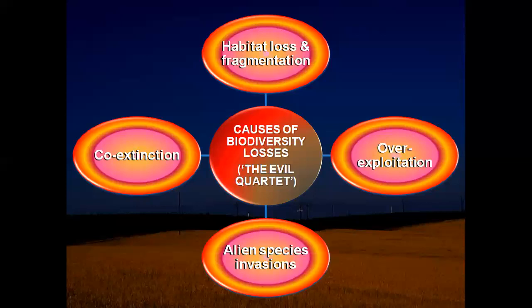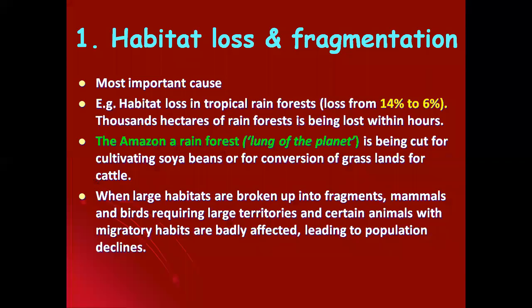We call them the evil quartet. In that, first of all, let's come to habitat loss and fragmentation. That's the most important cause actually. Habitat loss in tropical rainforest, 14% to 16%. Thousands of hectares of rainforest are being lost within hours. The Amazon rainforest is the best example here. The lung of the planet, as we used to say, is being cut for cultivating soya beans. The reason will be asked in examination, or for conversion of grasslands for cattle.